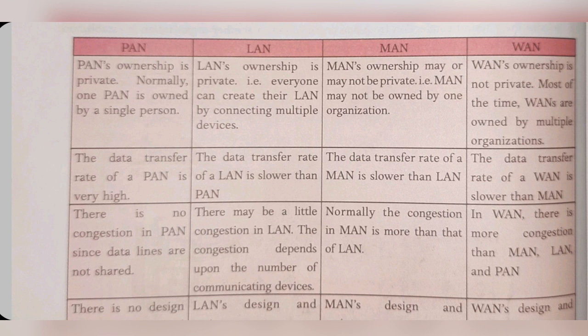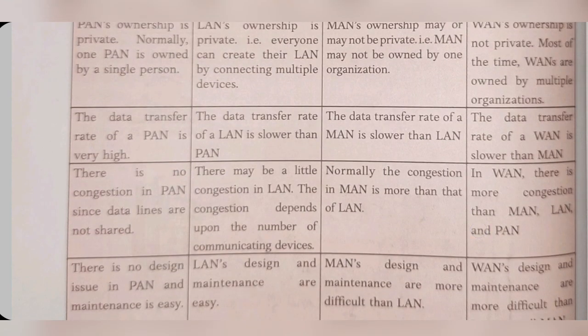MAN ownership is sometimes private, sometimes it may be public also. And WAN ownership is public, not private, which means whatever information we have on WAN can be accessed by anyone. Data transfer on PAN is very high, and in LAN it is slower than PAN. In MAN it is slower than LAN, and in WAN it is much slower than MAN.